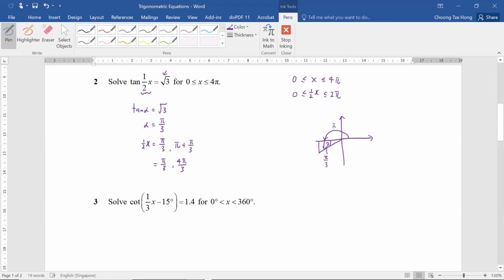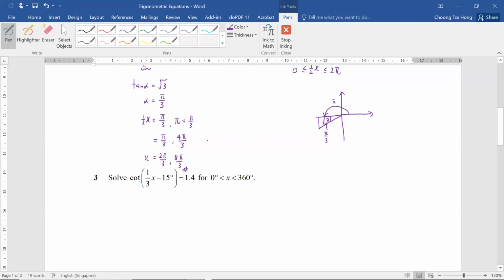Okay, pi is 3 pi over 3, right? So add pi over 3, get 4 pi over 3. Okay, but this is not the final answer. You need to multiply by 2 to get x. So you get 2 pi over 3 and 8 pi over 3. Okay, so these are the answers for this question, right? Okay, let's take a look at the next question.